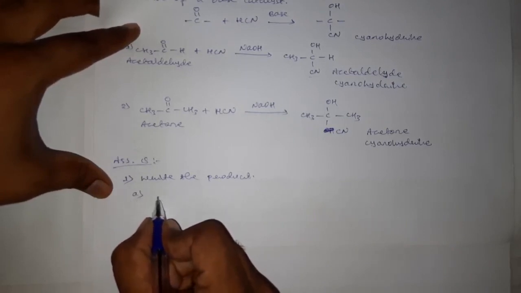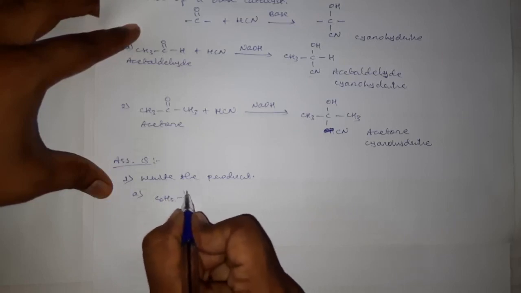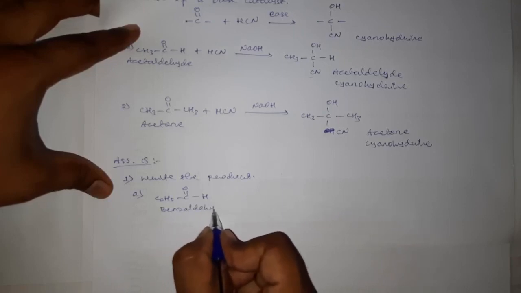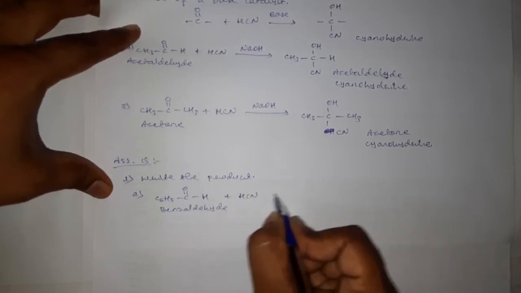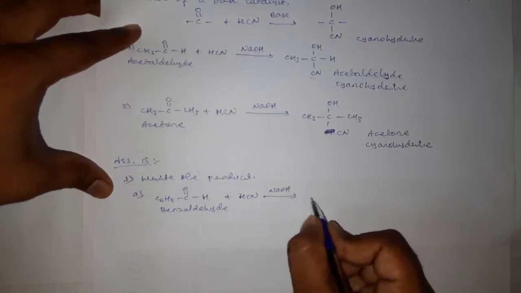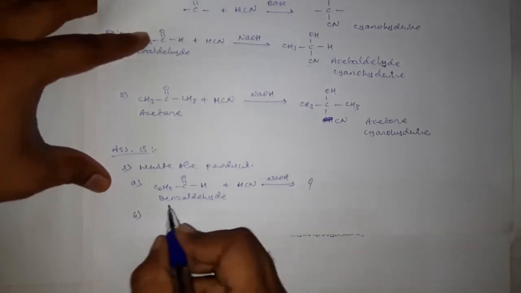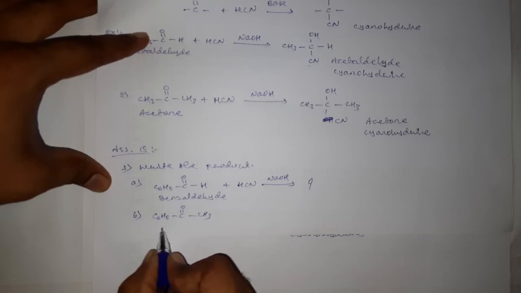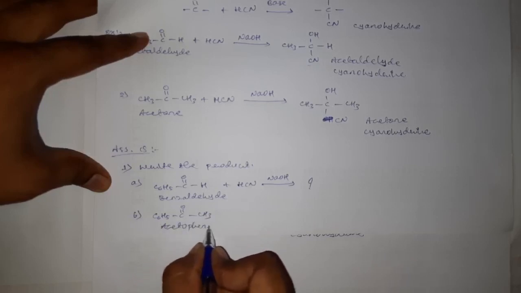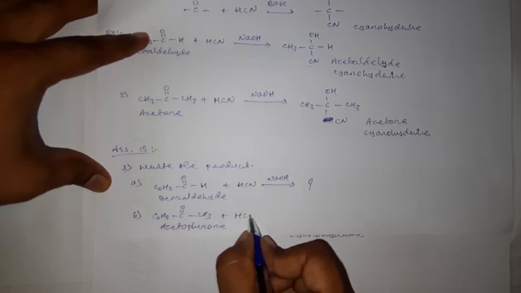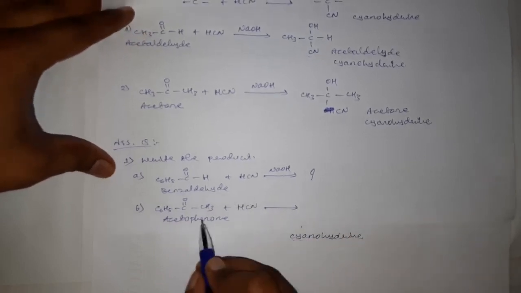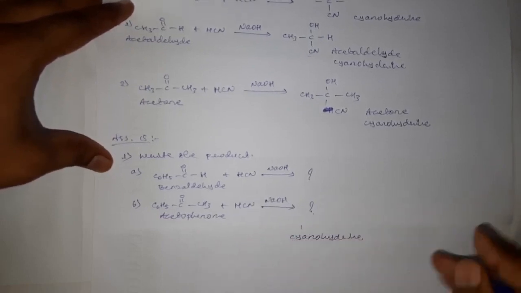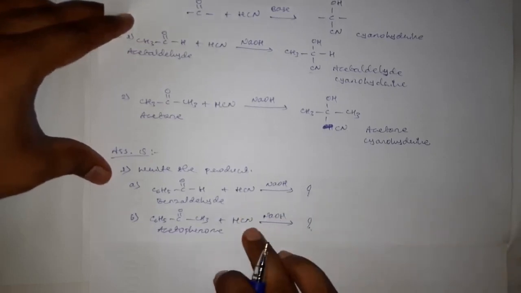When C6H5 C double bond O H, that is benzaldehyde, is treated with hydrogen cyanide in presence of NaOH, what product will we get? Then the second one, C6H5 C double bond O CH3, acetophenone plus HCN. When hydrogen cyanide is added to an aromatic ketone, that is acetophenone, in presence of NaOH, what product will we get? These two are the assignment questions.